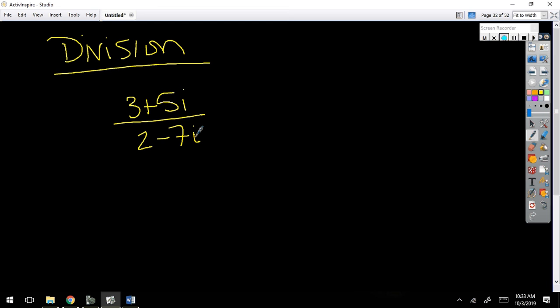The problem is because that i is in the bottom again, right? But if I multiply the top and the bottom by i, does the i go away? Wait, if you multiply by i, does that make it negative? It just makes it 2i. Don't write this down. But look what happens.